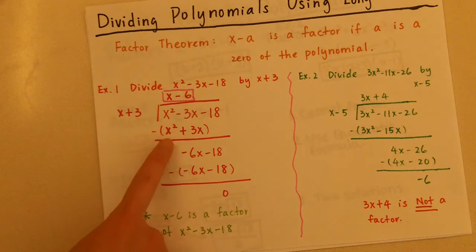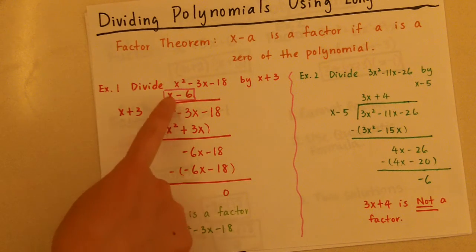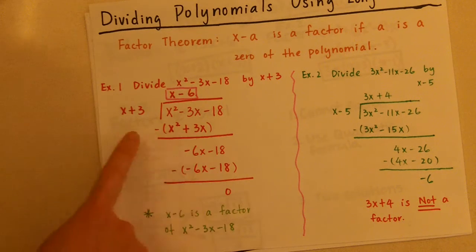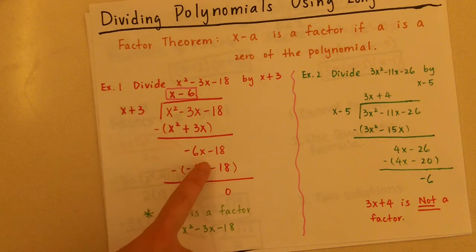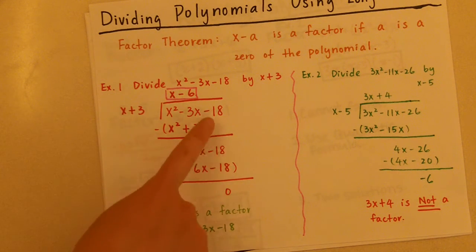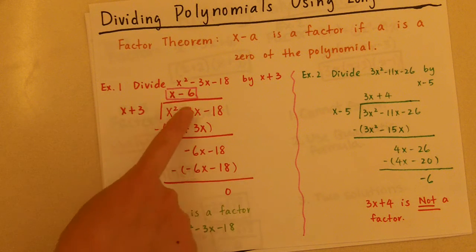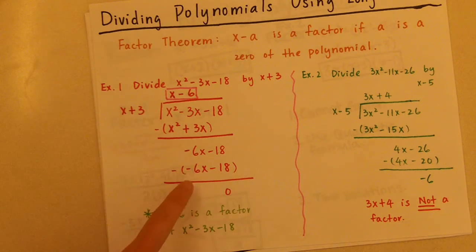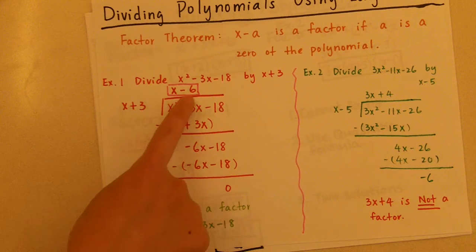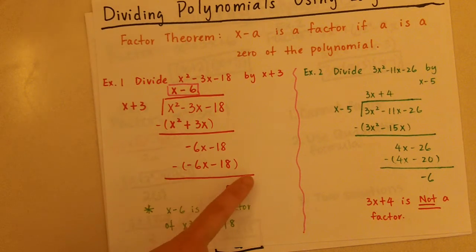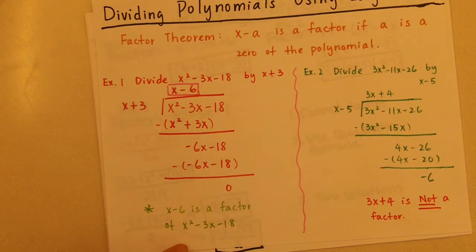x times x is x squared, and 3 times x is 3x. We subtract, and you are left with negative 6x, I'm sorry. You bring down negative 18, and then negative 6 times x is negative 6x. 3 times negative 6 is negative 18. You subtract, and you are left with 0. And therefore, x minus 6 is a factor of the polynomial x squared minus 3x minus 18.